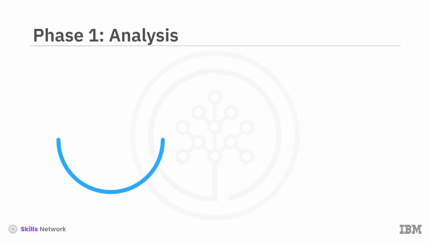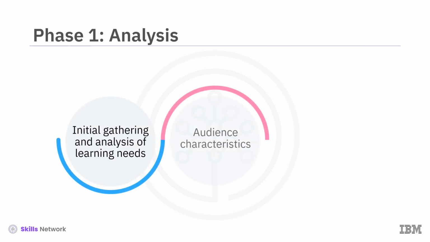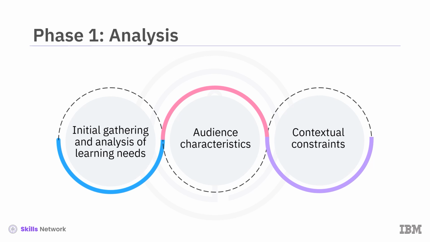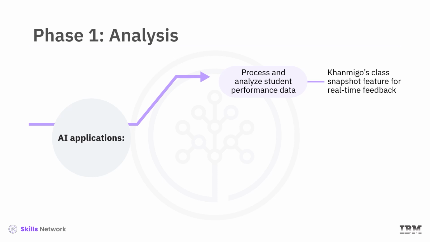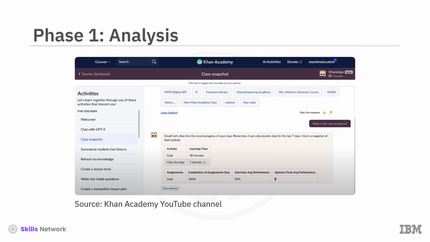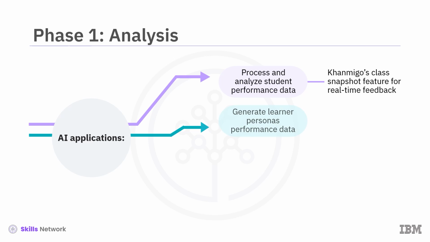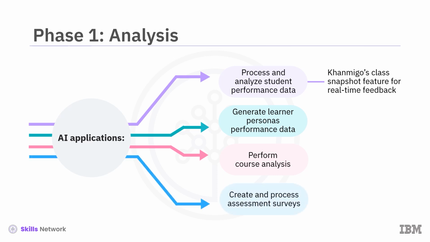In the analysis phase, you gather and analyze learning needs, audience characteristics, and contextual constraints initially. You can use AI during this phase to process and analyze student performance data to identify learning gaps. Khanmigo, an AI teaching tool developed by Khan Academy, has a class snapshot feature for real-time feedback. You can generate detailed learner personas from demographic and performance data and do existing course analysis to identify areas that might need improvement. GenAI can also support you in creating and processing assessment surveys.